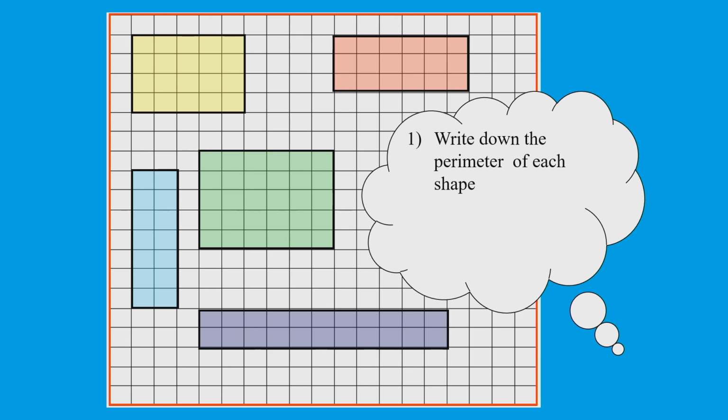Let's now work out the perimeter of these rectangles and verify which ones have the same perimeter. We proceed as usual, which is counting the squares around the rectangles. We can now conclude that the blue, orange, and yellow rectangles have the same perimeters.